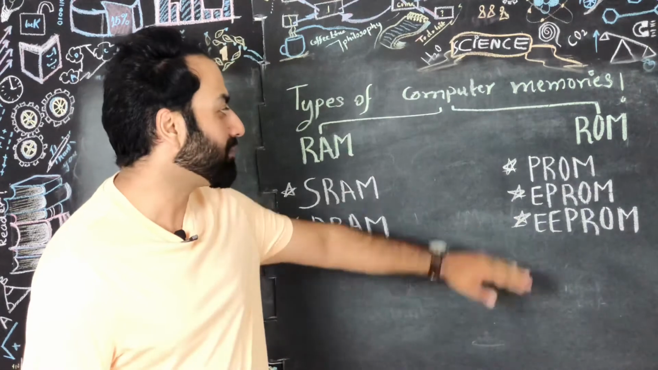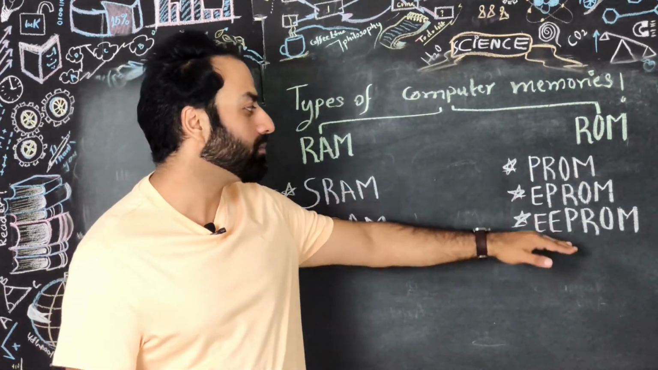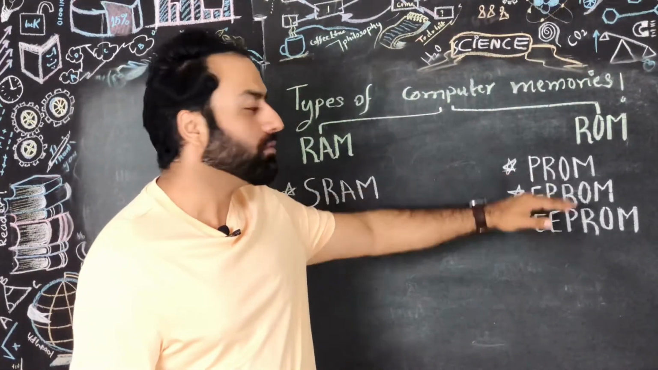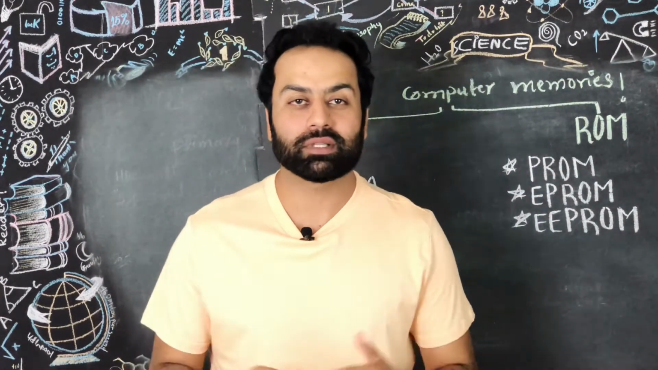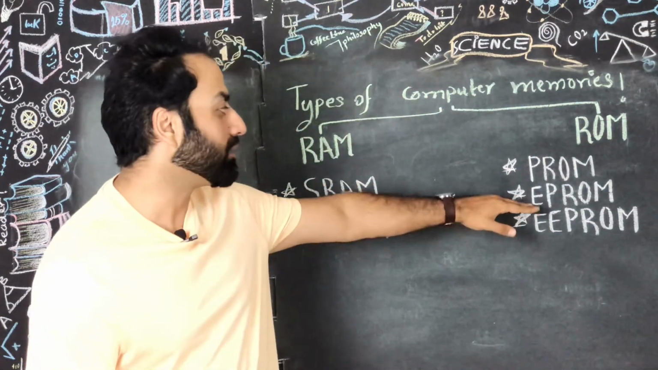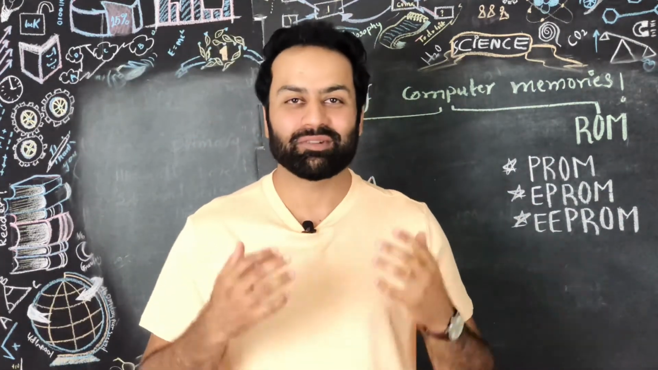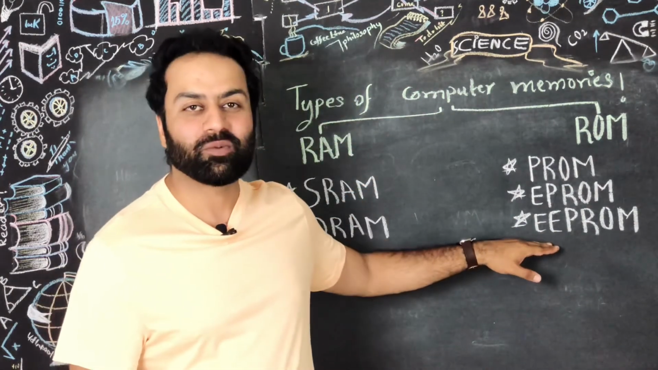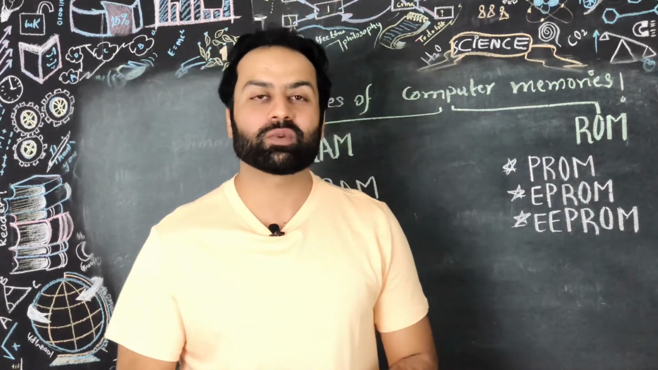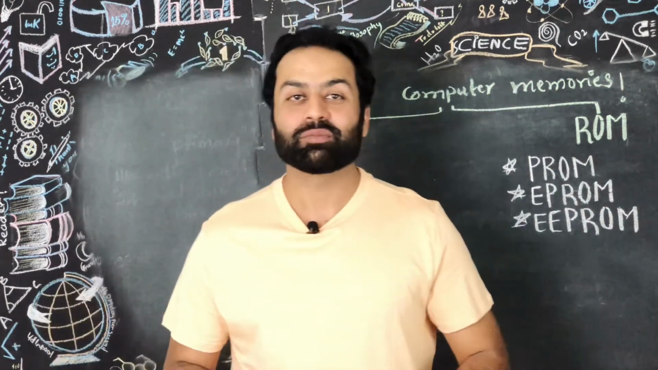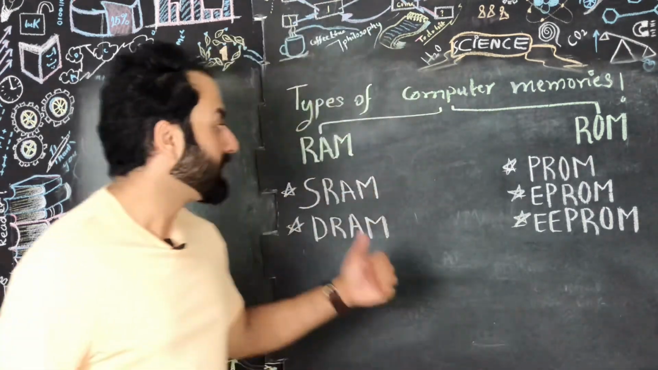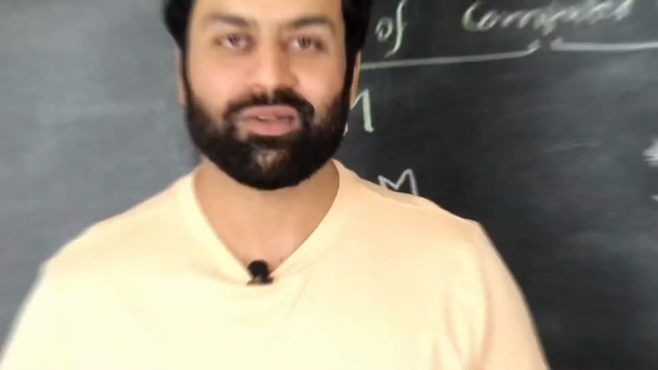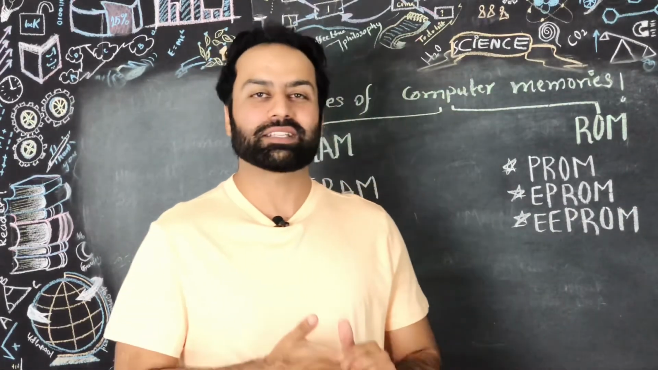With ROM, we have, for example, PROM, EPROM, and EEPROM. PROM is called programmable read-only memory, EPROM is erasable programmable read-only memory, and last but not least, we have EEPROM, which is electrically erasable programmable read-only memory. The same applies to random access memory. We have two types of random access memory: static RAM and dynamic RAM.